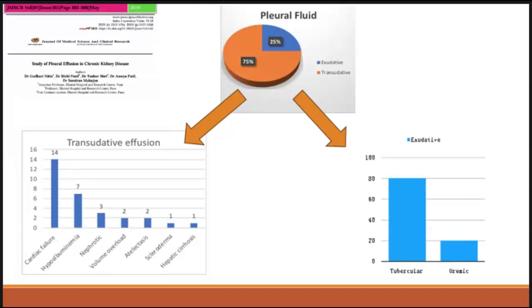The other important thing is when we look at the exudative causes, especially this article is from India. I took this article from India because it's relevant to the Sri Lankan context rather than the UK and USA. When you analyze the exudative effusions, the majority of the diagnoses are pleural tuberculosis. So that is an important thing that we have to think about in managing patients with pleural effusions, because if you miss pleural tuberculosis, there will be huge consequences to the patient.